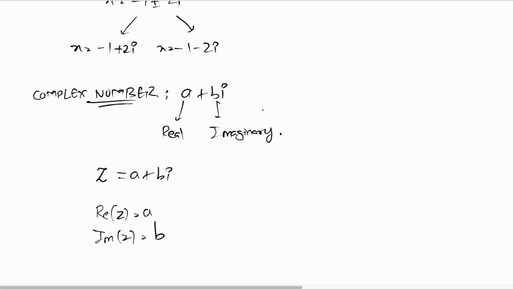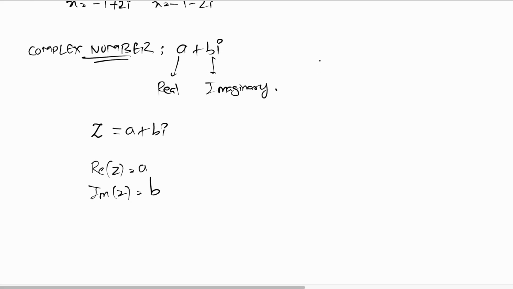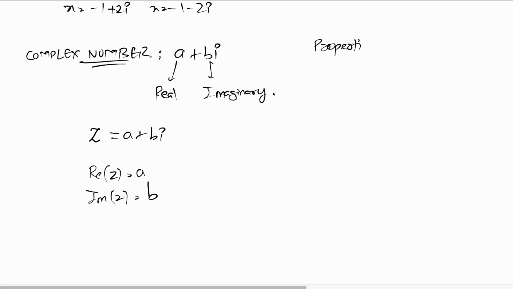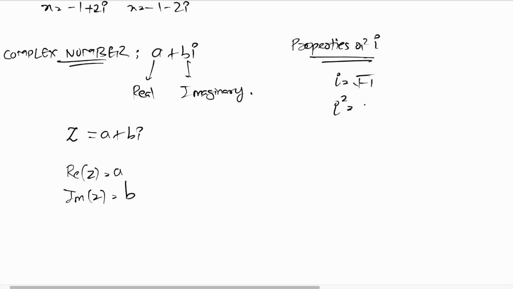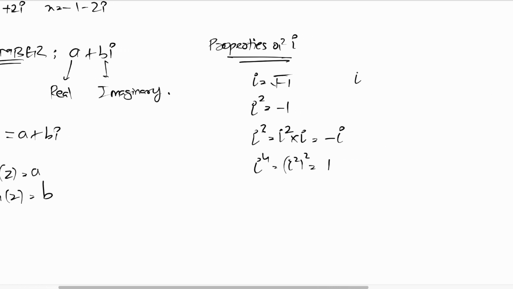Okay. Now one more thing, which is a small thing but has to be understood, is the properties of i. So i is square root of minus 1. So if I have to find i squared, I just have to square this root of minus 1, which will give me minus 1. i cubed will be i squared into i, which is minus i. And i raised to 4 is the square of i squared, which is 1. i raised to 5 will be i raised to 4 into i, which is i. i raised to 6 is i raised to 4 into i squared, which is the same as i squared, which is minus 1. Similarly, i raised to 7 is minus i, and i raised to 8 is 1.